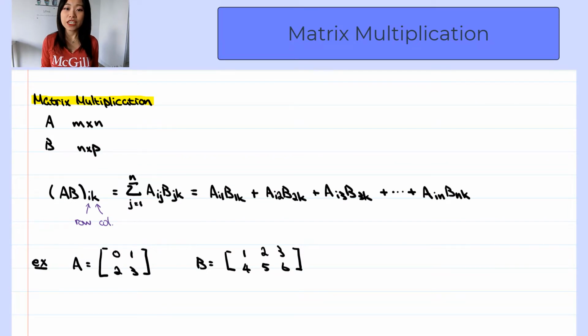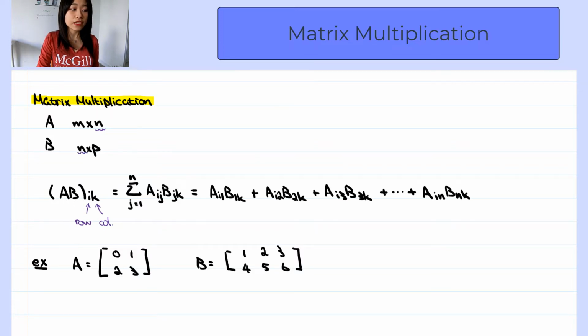For matrix addition and subtraction, the condition is that two matrices have to be the same size, and we simply need to add or subtract element by element. But for matrix multiplication, the condition is that the first matrix, for example matrix A, its number of columns equals the second matrix's number of rows.